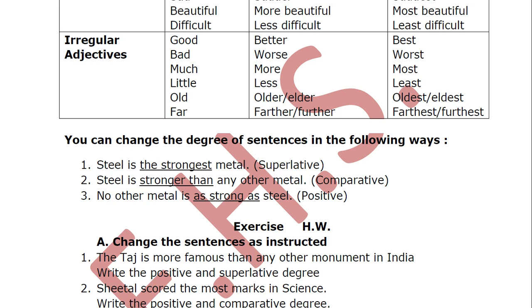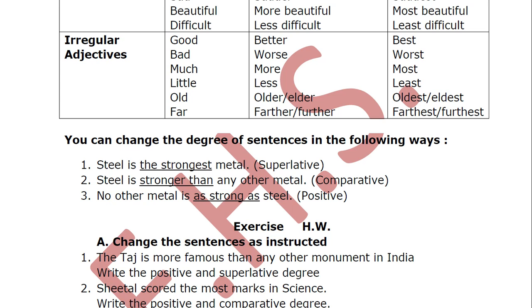You will use most other metals over here. You will not use any other. Clear? Because you are not saying it is the strongest. So most of the metals are not as strong as steel. There are one or two which are as strong as steel. And you do not say no other metal, because now it is not the strongest. You say very few metals are as strong as steel.